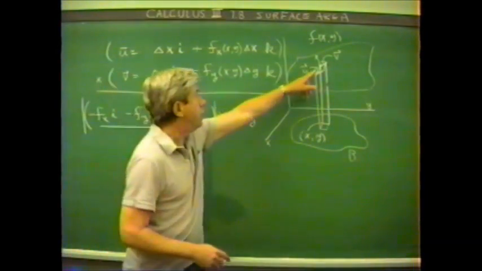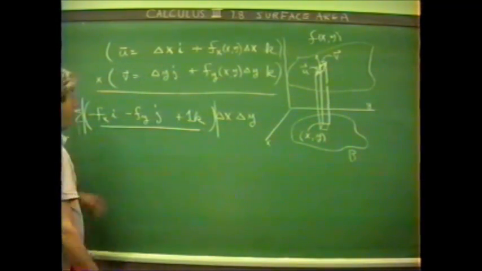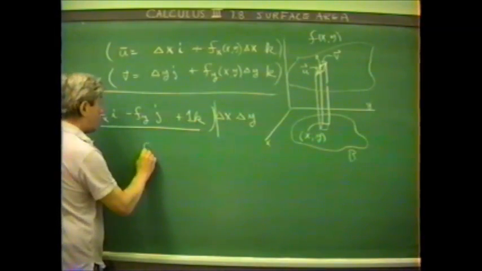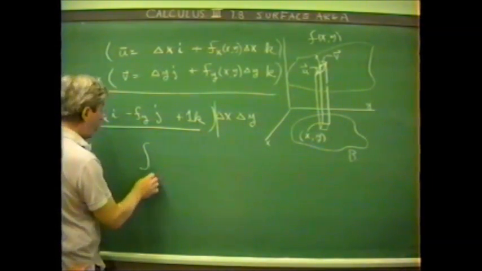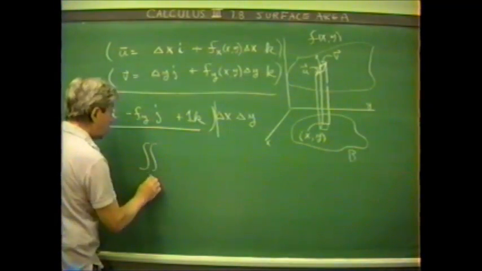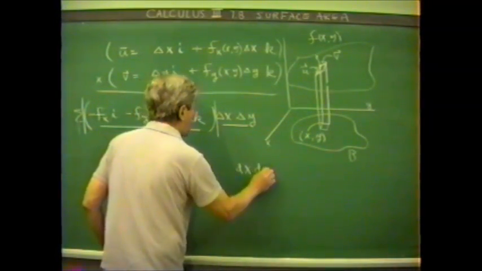area of the parallelogram. So what we're going to want to do with this is sum this up over the partition, right? And that's going to correspond then to an integral over B, where delta x, delta y here is going to correspond to dx dy.